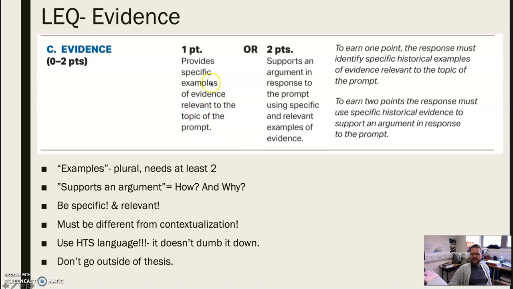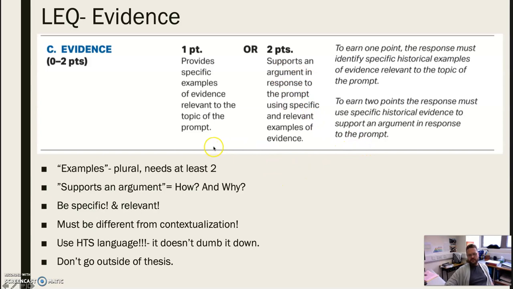Also the fact that it says examples, plural, right? Examples, plural, you need at least 2 examples, right? And if you're following that thesis model I gave you, then you should be fine in making sure you've got your 2 examples in there. Second point, supports an argument in response to the prompt using specific and relevant examples of evidence. So you actually have to support an argument to get that extra point.